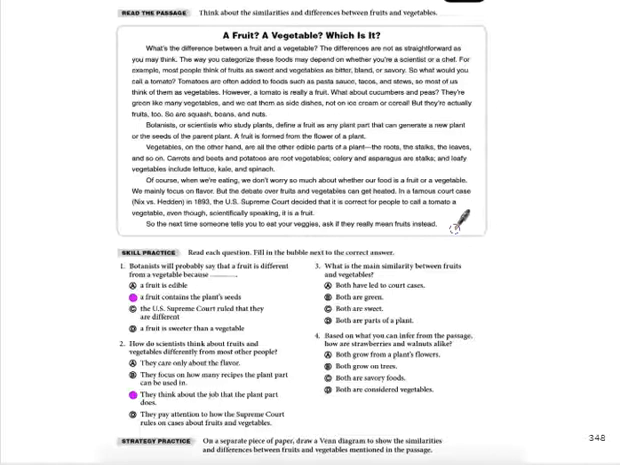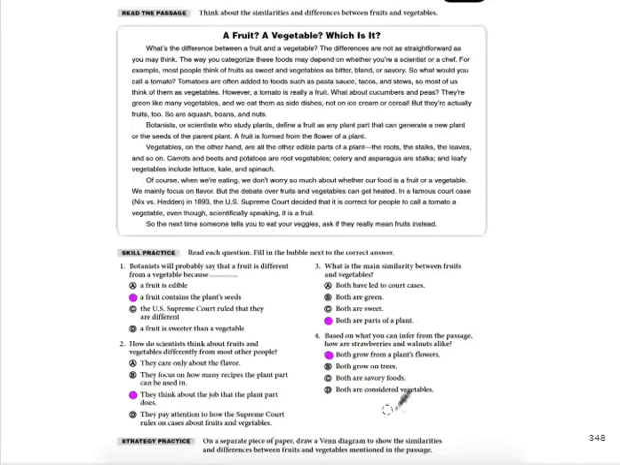What are the main similarities between fruits and vegetables? They are both parts of a plant. That's D. And number 4, based on what you can infer from the passage, how are strawberries and walnuts alike? A, they both grow from a plant's flower.